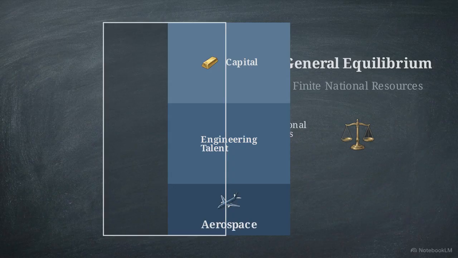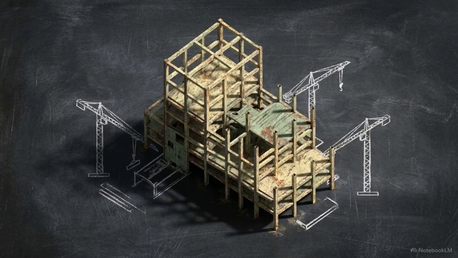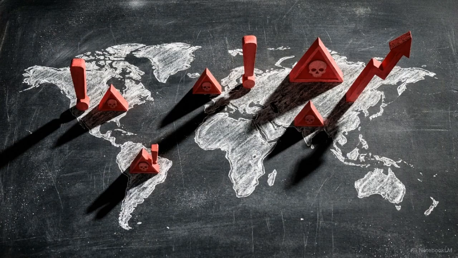Finally, governments face general equilibrium constraints. A nation cannot subsidize every sector. Expanding the aerospace industry draws finite resources, like engineering talent and capital, away from other parts of the economy. The math of strategic trade works in a vacuum, but it tends to fail when subjected to real-world budgets and unpredictable market entry.